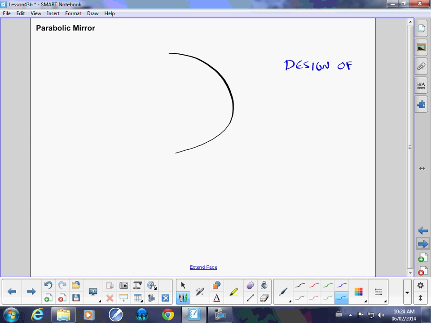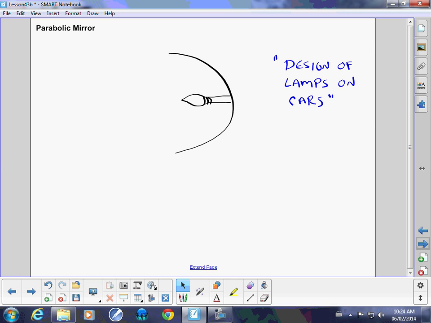Design of lamps on cars, or close to it. I mean, of course, I'm generalizing for some people that are experts in this area. I realize that. But what happens is basically inside your lamp, it's that parabolic shape, and then they place the light bulb. All right. So we have this light bulb in there, and a light bulb is a source that produces light in all directions. So they place it at this location inside the parabolic or curved mirror shape.